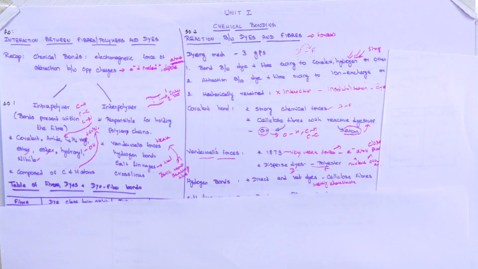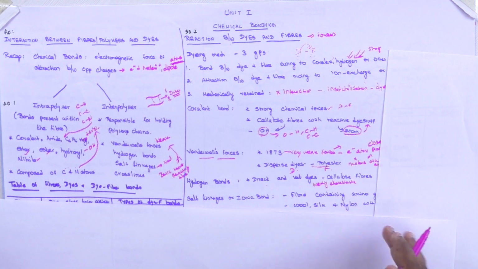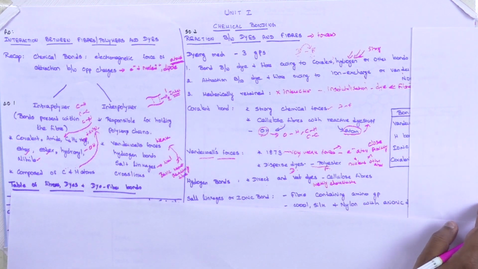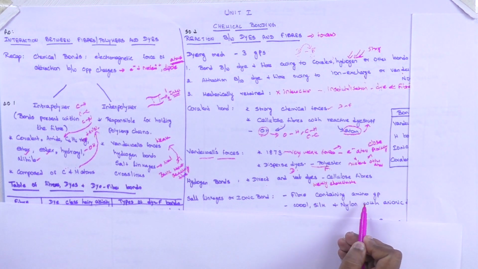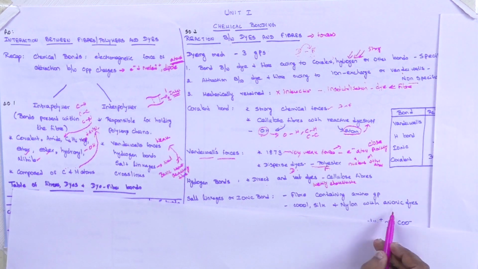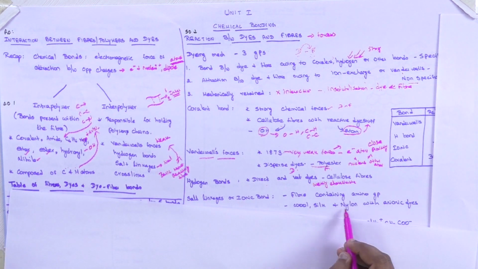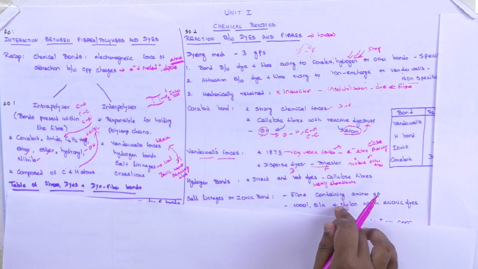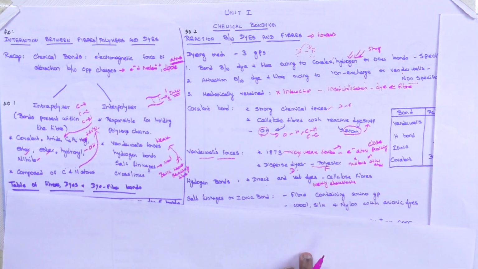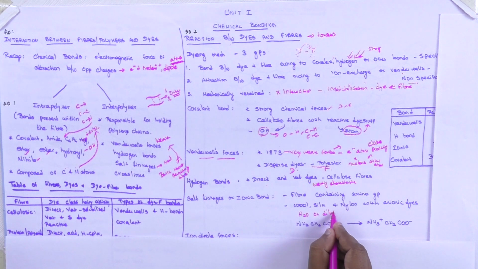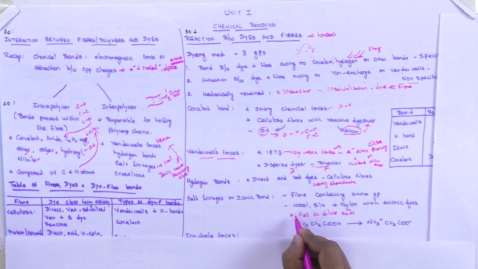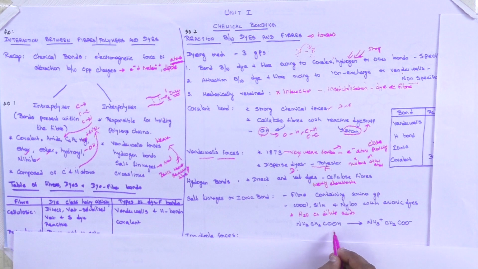Fine. Then coming to the salt linkages or ionic bond, the fibers mostly containing amino groups will undergo this type of bond. Fibers containing amino groups, mostly wool, silk, nylon, when reacting with anionic dyes, form this type of bonding, salt linkages. One interesting characteristic of salt linkages is that in the presence of water or dilute acids, the amino groups become protonated.